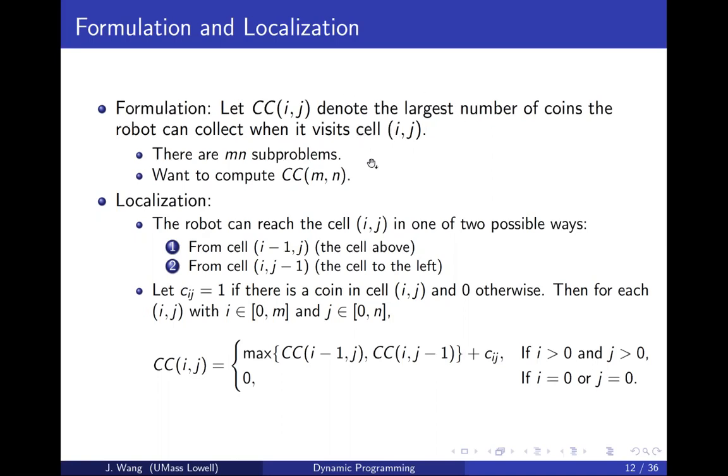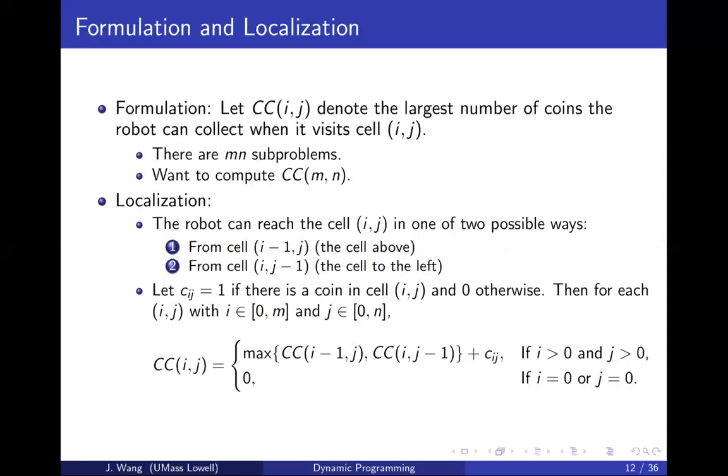Up to this point, so far so good, it's not hard. The second part is harder because we want to come up with a dependency, or localization. By localization I mean I isolate myself to only look at my current subproblems. Now we first look at the following. The robot can reach cell i,j in one of 2 possible ways.